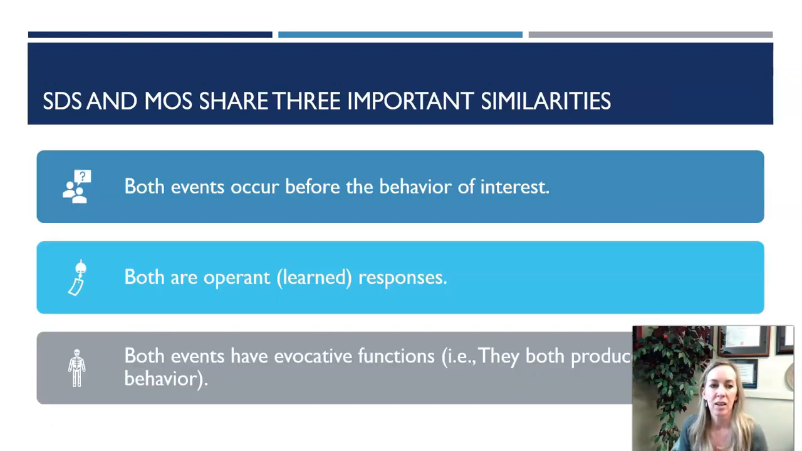All right, so let's look at how they are similar. An SD controls the occurrence of behavior because the stimulus has been differentially reinforced. The reinforcing consequence has been available in the presence of the stimulus and unavailable in its absence. Simple. The SD signals the availability of that reinforcing consequence. Whereas an MO, or a motivating operation, alters the value of that reinforcer if it's available. How much the person wants it will change. The SD changes their chance of actually getting it.